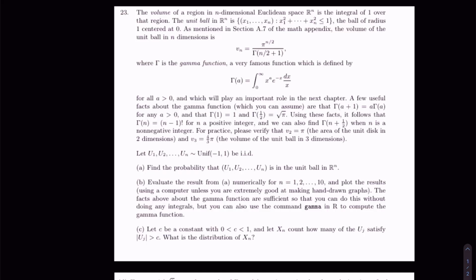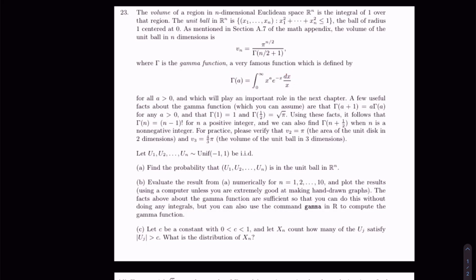In this exercise, we have a question about the volume of a region in n-dimensional Euclidean space. Basically, the volume of this unit ball in Rn is given by this region here, which is a ball of radius 1. It's centered at 0, and the volume of this ball is given by this equation here, where this is the gamma function defined as this integral here.